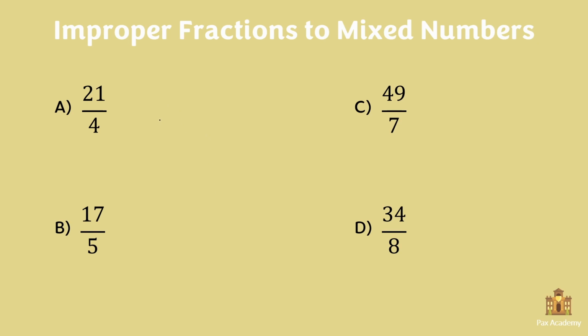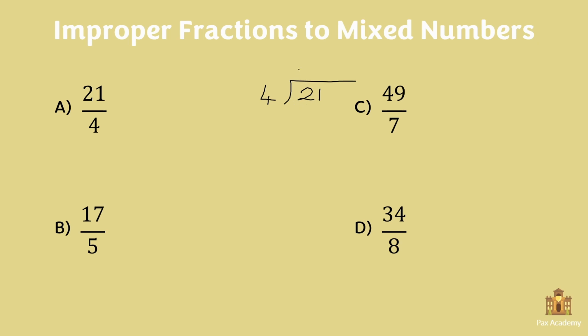Part A is 21 over 4. The first thing to do is see how many times we can put 4 into 21. 4 times 4 is 16, 4 times 5 is 20, and 4 times 6 is 24. So 24 is too much, we've gone over. So 4 times 5 is 20, which is the one that gets closest.